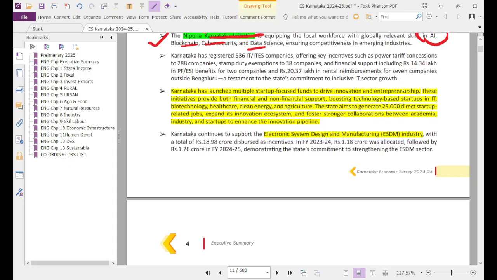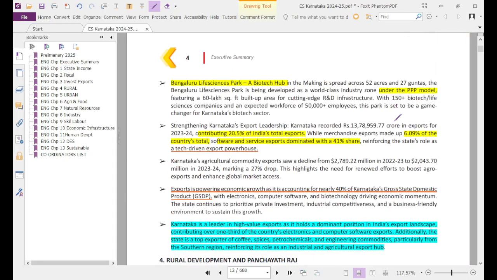Very important is how entrepreneurship and enterprise have been given the forefront in Karnataka's growth story. It is a case study to understand and emulate, especially in IT, biotech, healthcare, clean energy and agriculture. This aims to generate 25,000 direct startup jobs. That is the aim that the Karnataka government is vouching for. Also the electronic system design manufacturing industry. Electronics and IT, they are all related.